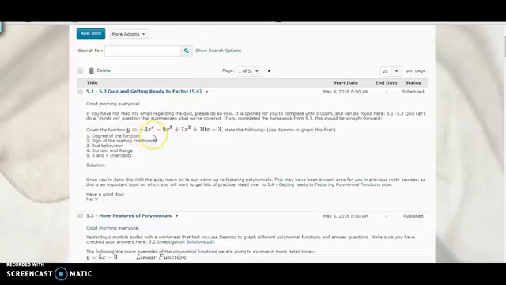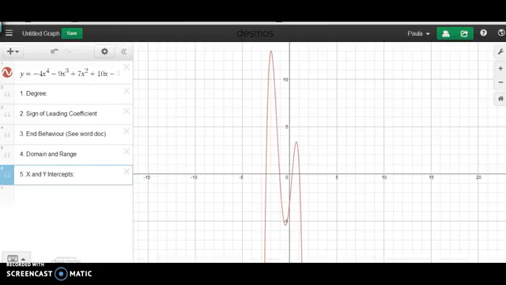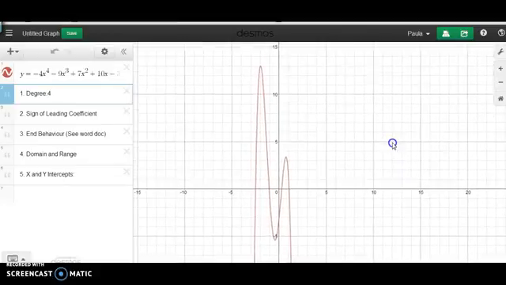Have a look at the function negative 4x to the power of 4. That makes number 1 really easy. The degree of the function is always the highest exponent that you see in the equation. So I'm going to head over to Desmos, and as you can see, I've already graphed this function and listed the questions on the left. So I'm going to go ahead and enter the degree. It's 4. Have a good look at the graph and try to notice some patterns right away.